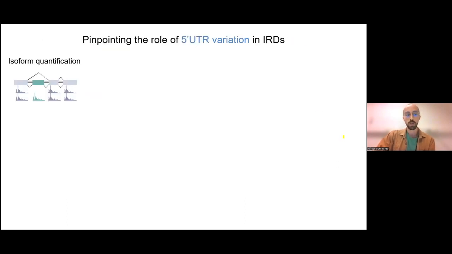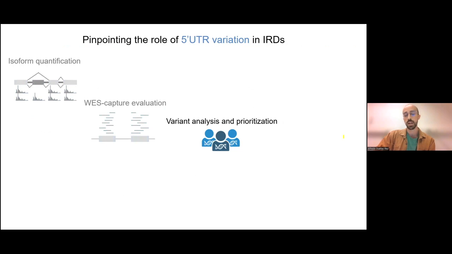So we started off our project by requantifying at the isoform level RNA-seq data derived from human neural retina to retrieve protein coding transcripts of IRD genes that are highly expressed in retina and their corresponding 5' UTRs. We studied how well these regions are captured by whole exome sequencing and screened these regions into large IRD cohorts and designed a variant prioritization strategy. Finally, we conducted functional studies on a selection of candidate variants. In this presentation, I will just address the last 2 points.